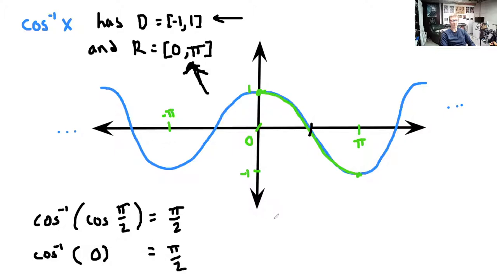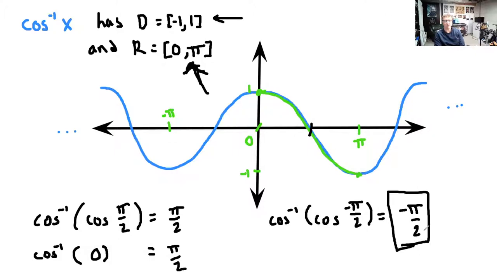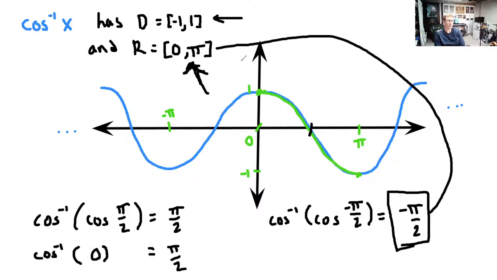All right, so here's another one. Very similar. Cosine inverse of cosine of, we will go with negative pi over 2. Now you'd like to say that this cosine inverse and this cosine just sort of cancel each other out and you're left with the angle by itself. That's how inverse functions normally work. That's not the case here. And the reason this is not the case is because this is not in the range for cosine inverse. Cosine inverse, as we've defined it, will never give you a negative angle. It only gives you angles between 0 and pi.